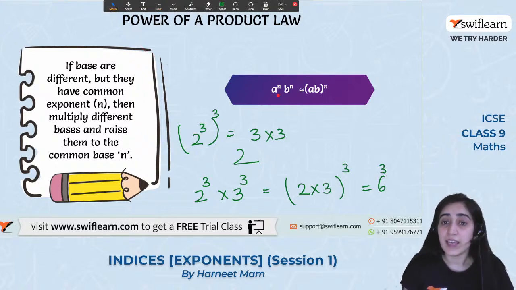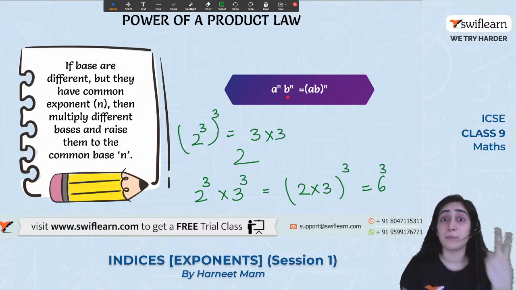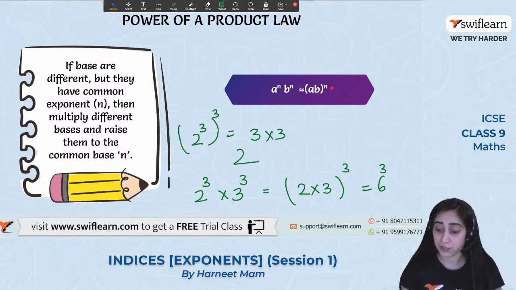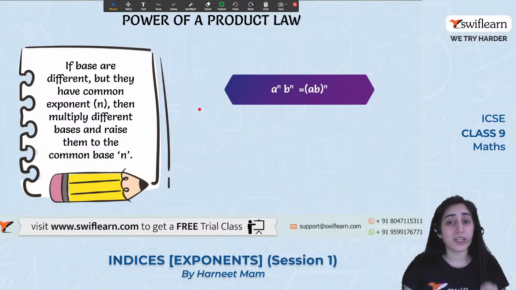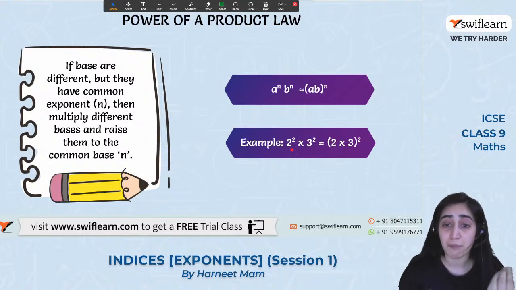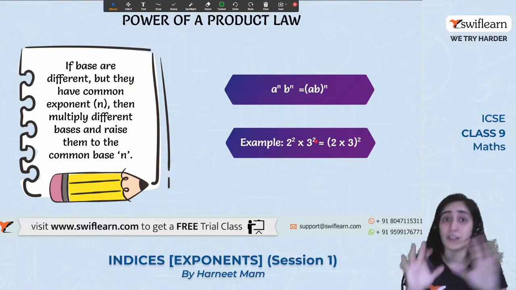It says that a raised to the power of n, b raised to the power of n. Now bases are different, but the powers are same. We'll multiply the bases inside the bracket and write it raised to the power. All right. So this is what the logic is. Don't worry, we'll understand this a little more. Let me give you another example: 2 raised to the power of 2 into 3 raised to the power of 2. 2 and 3 are different bases.